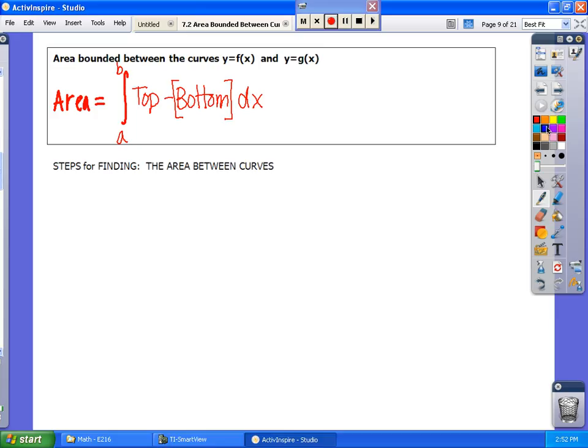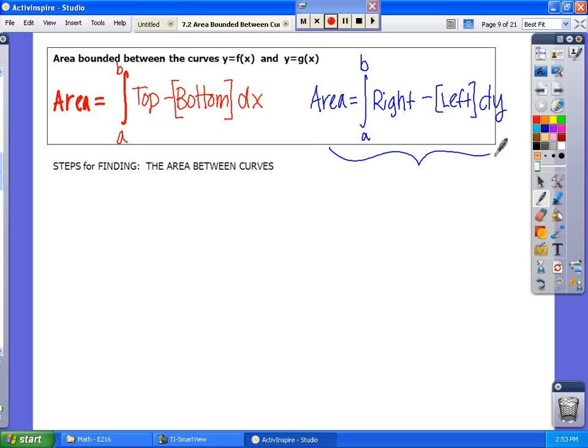What we didn't get to is the fact that the area is also equal to the integral from a to b of the right function minus the left function dy. So this one is in terms of y. And we'll talk about that a little bit more towards the end. I'm going to review the steps for finding the area in between curves.